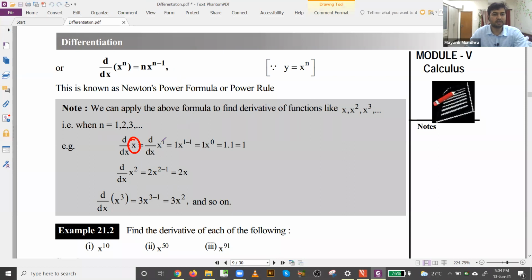So x can be written as x to power 1. So differentiation is 1 times x to power 1 minus 1. Okay, so they give you a formula.